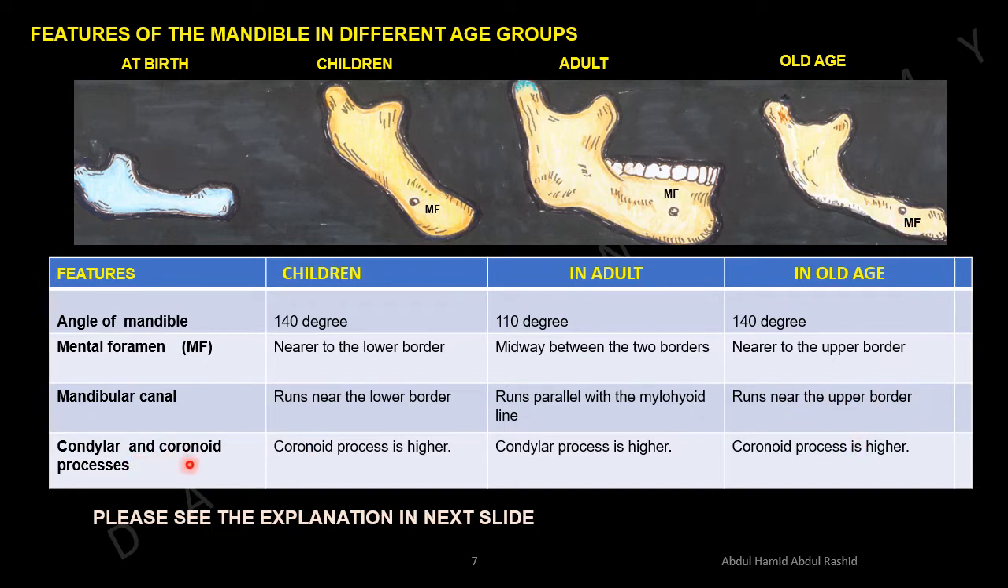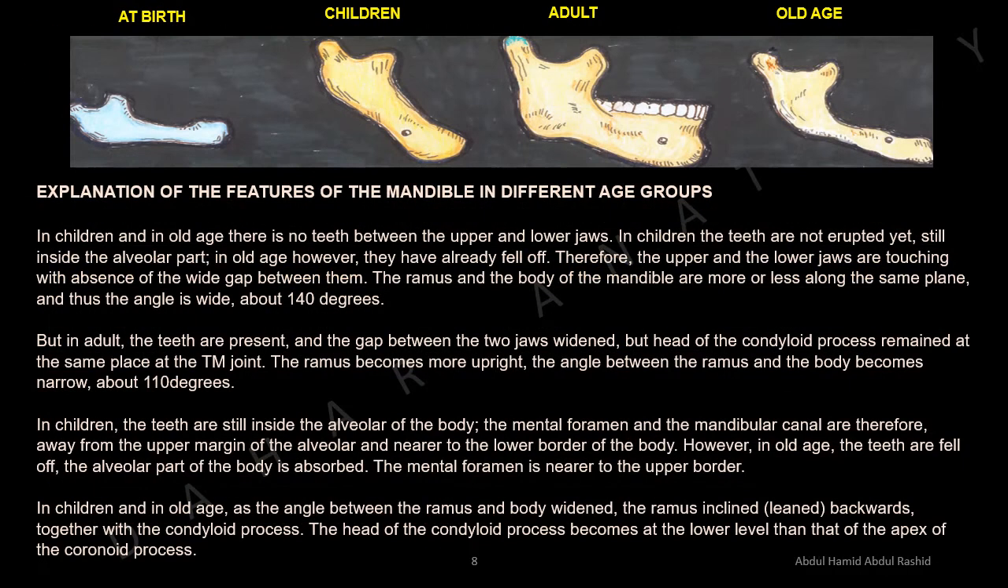Condylar and coronoid processes. In children, the coronoid process is higher. In adult, the condylar process is higher, and in old age, the coronoid process is higher. Please see the explanation in the next slide. Explanation of the features of the mandible in different age groups.